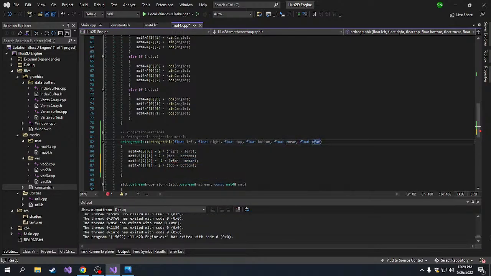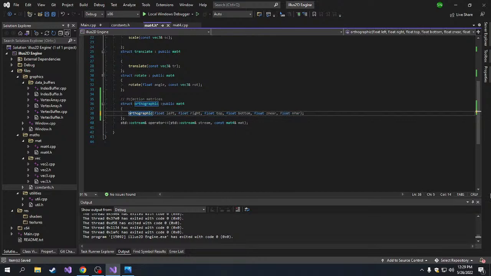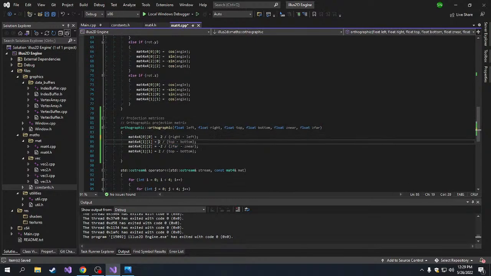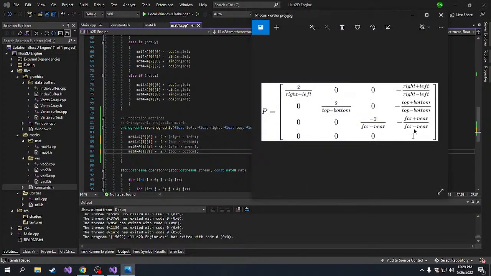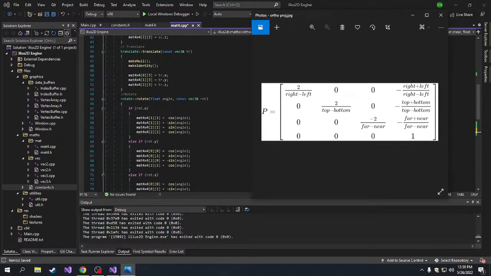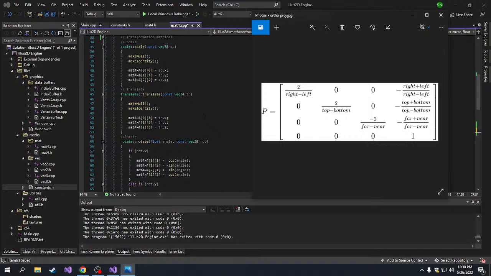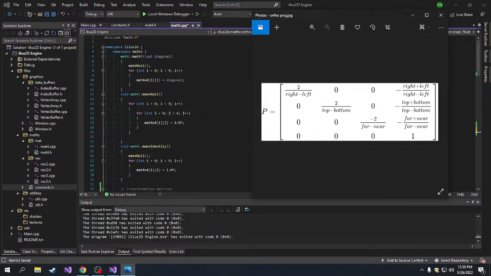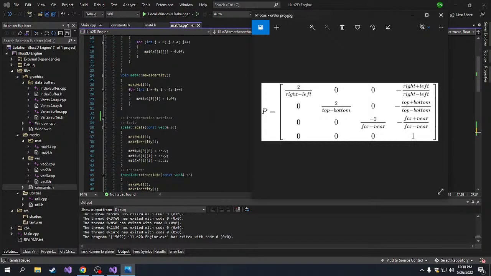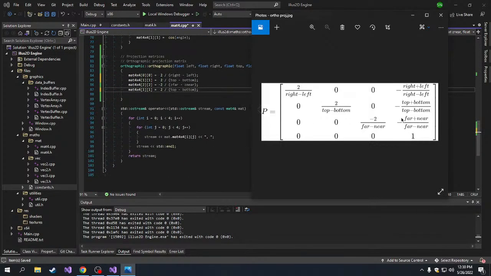I have n far for some reason. I copied and pasted this, so let's see the error. Okay, cool. So this is it for this part. We also have these now. Right, so we'll do right, left, top, bottom, far, near.